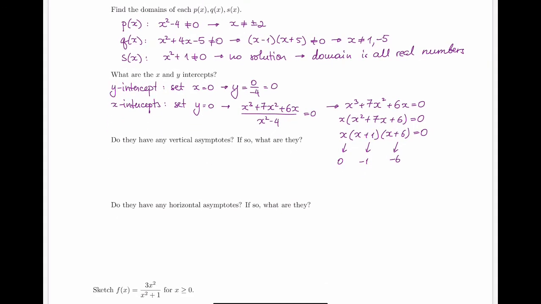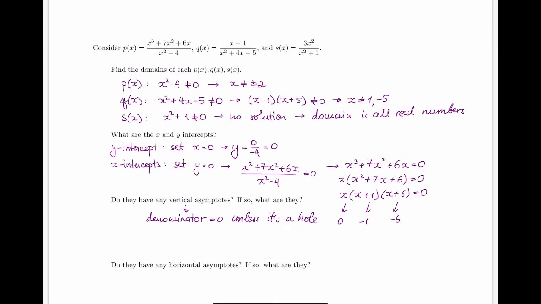Do any of these functions have vertical asymptotes? And if so, what are they? The way we determine vertical asymptotes for rational functions is when the denominator is equal to 0, provided that this is not a hole. So, for example, in the case of p of x, the vertical asymptotes are going to be plus and minus 2, and it's not going to be a hole because neither of these are factors on the top. So neither of these points makes the top of the rational function equal to 0.